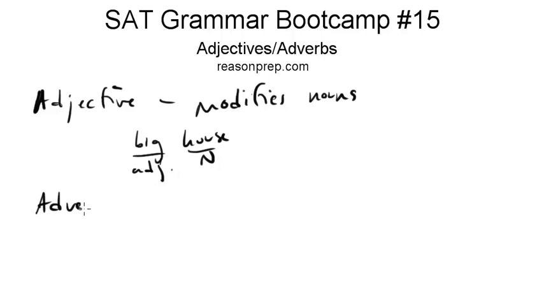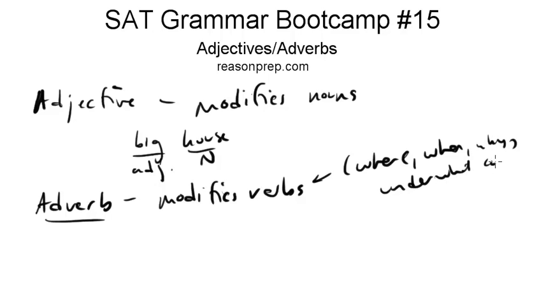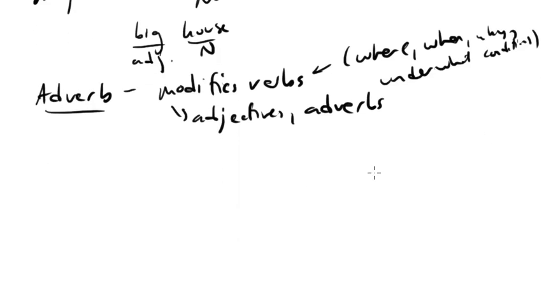An adverb, on the other hand, is a little bit more flexible. An adverb generally modifies verbs, telling you kind of the intensity of something, or kind of the character of how something is done, or generally where, when, why, under what conditions something happens. But adverbs can also, as well, modify adjectives and other adverbs. So let's see some examples of that.